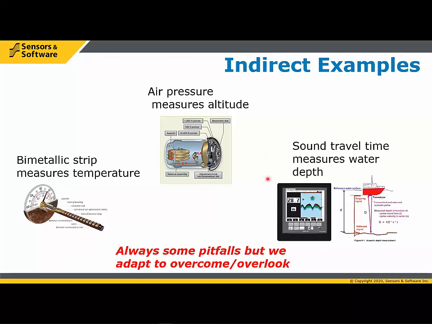Echo sounder on a boat, you look at the time of flight of sound through the water to the bottom and back up again and display it, so you're measuring travel time to indicate water depth. So these are all examples of indirect measurement, and I think we all depend on these kinds of devices. There are always pitfalls, but people adapt and get used to the shortcomings by either revising the device or just overlooking some of the problems because they're useful in their own right. So that's what an indirect measurement is.